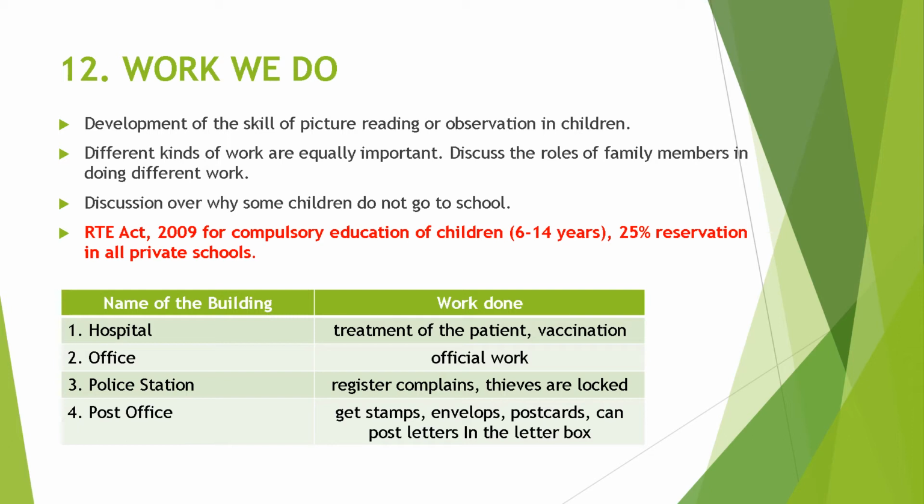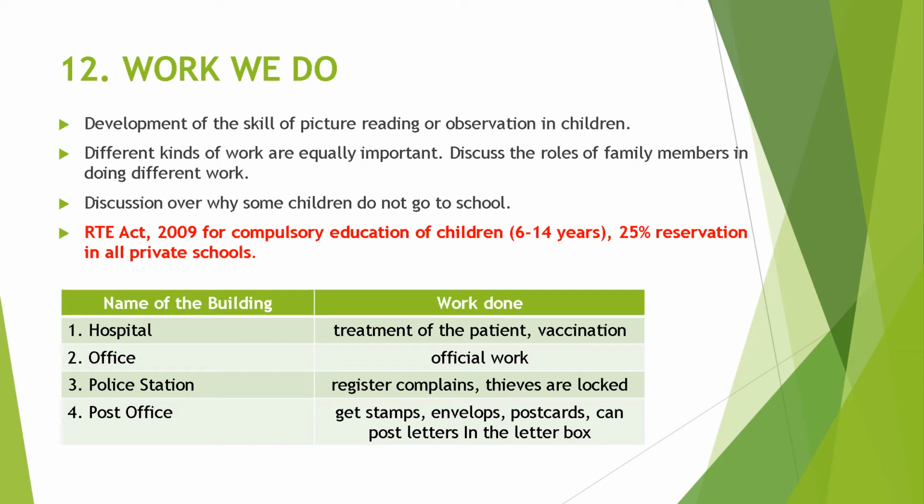Discuss the roles of family members in doing different work. Like the brother used to go to the market for taking vegetables, father used to go out for earning money, mother used to cook food. So there are different roles of family members in doing different work. In some other families, both mother and father used to earn money. So without any gender bias, and without hurting anybody's emotions, we have to make them understand that all people's work is equal.